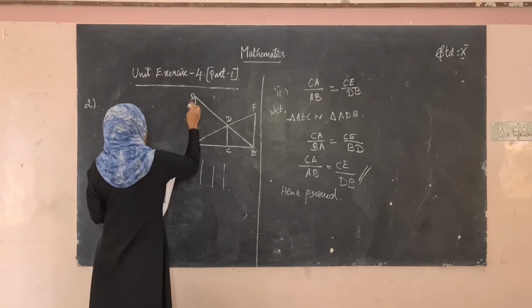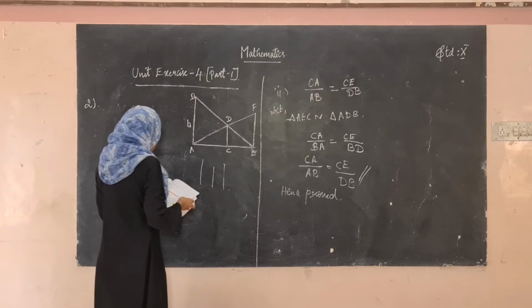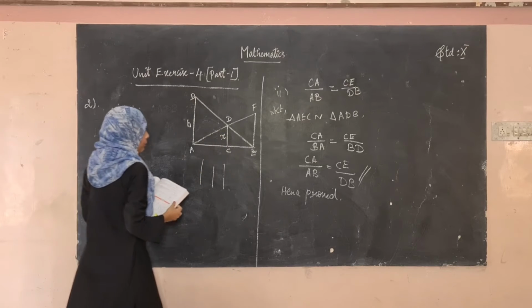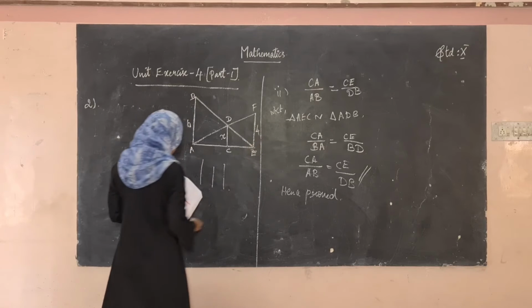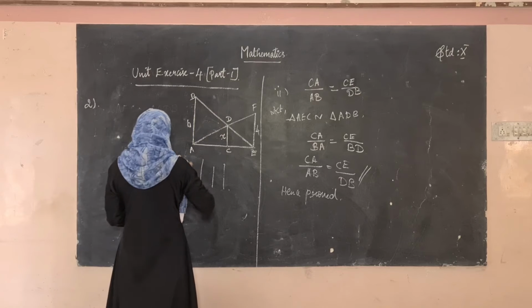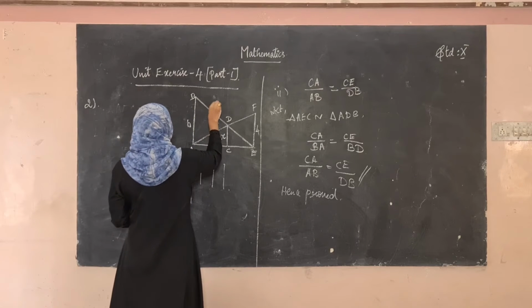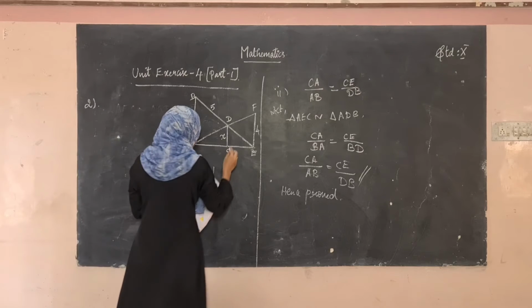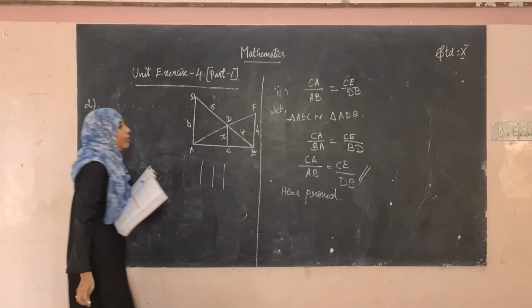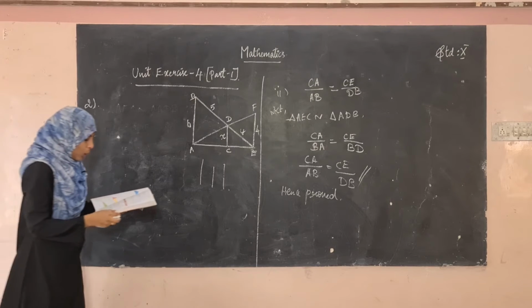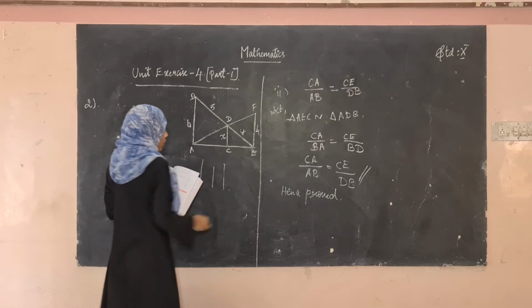They have given the values. AB is equal to 6 centimeter. CD is equal to X centimeter, and EF is equal to 4 centimeter. BD is equal to 5 centimeter. DE is equal to Y centimeter. So we have to find the value of X and Y.